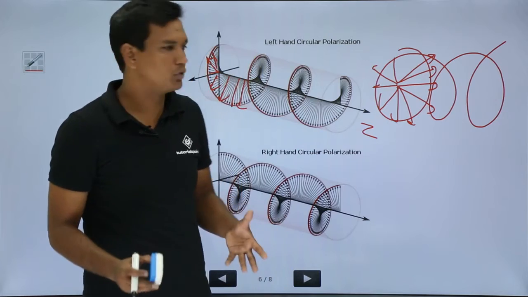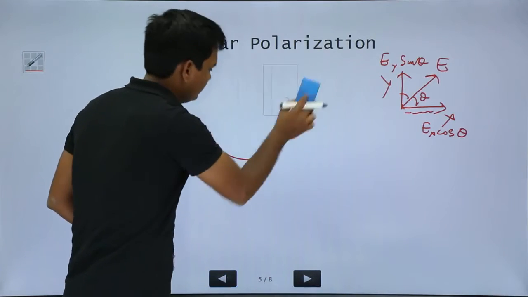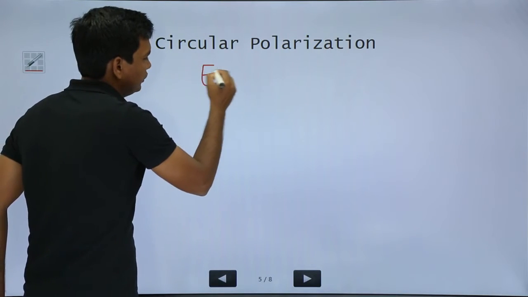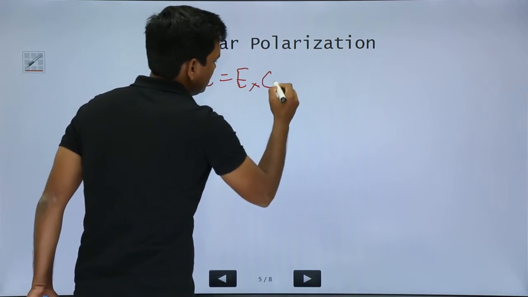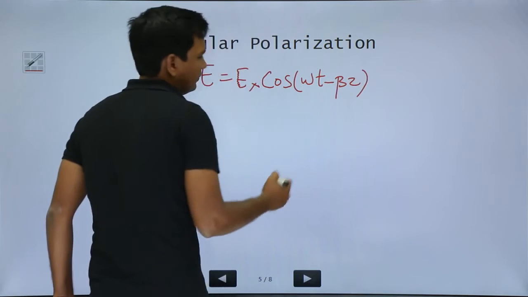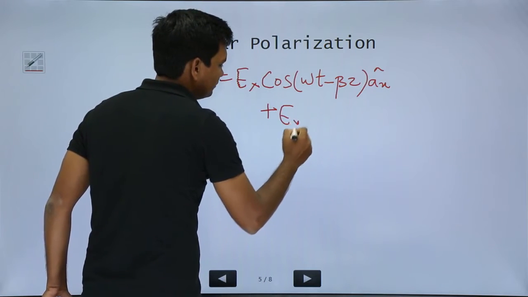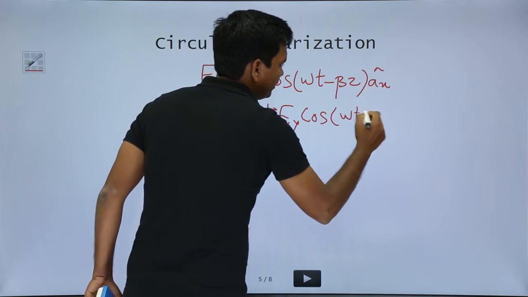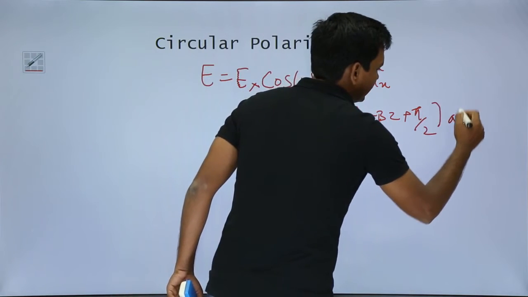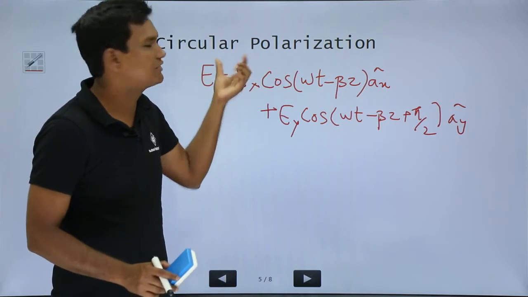In terms of equation, if I want to understand this, how can I understand that? Let me rub this. I am going to write the E field. E field will be nothing but Ex cos(omega t minus beta z) Ax cap. Another will be plus Ey cos(omega t minus beta z plus pi by 2) Ey cap. Now, what I have done? This is one of the equations which satisfies circular polarization.